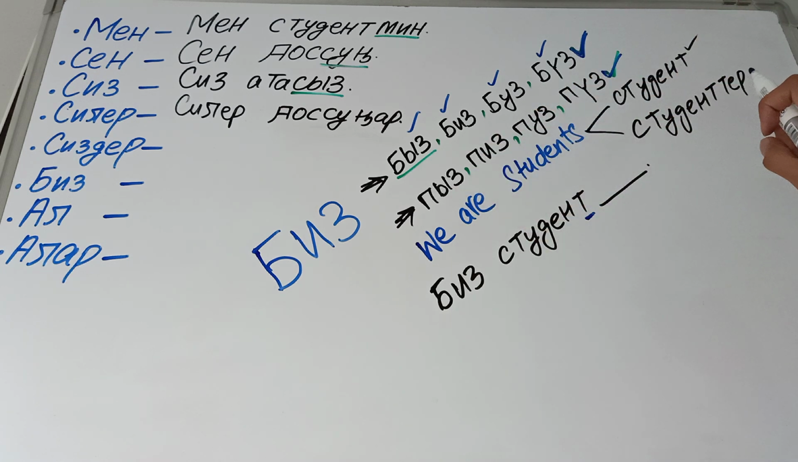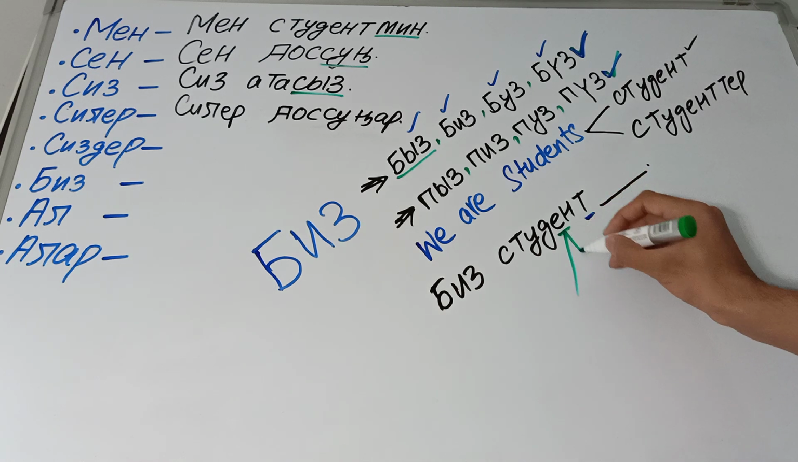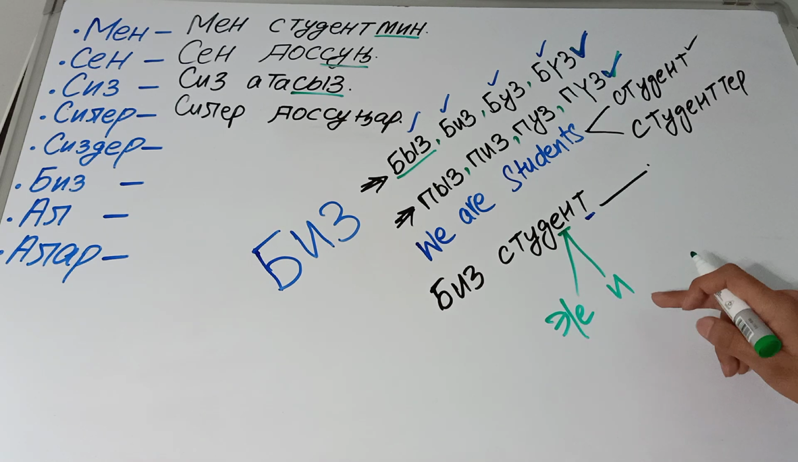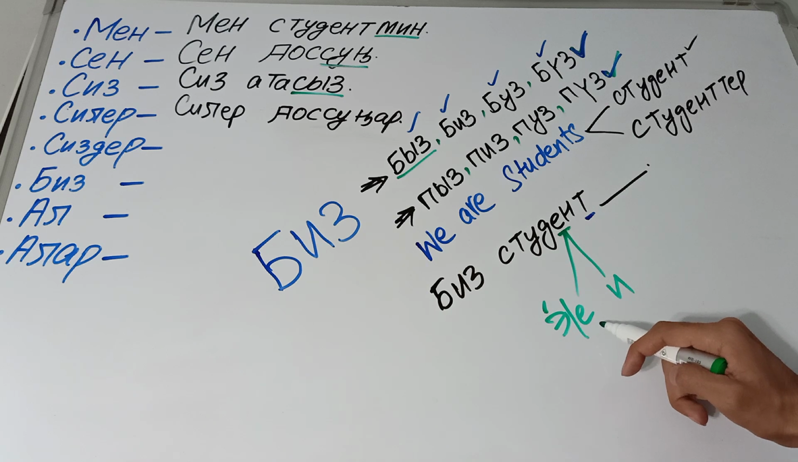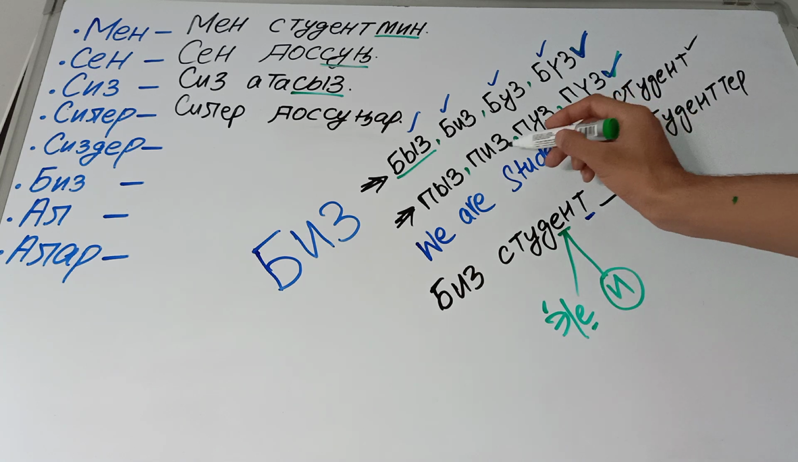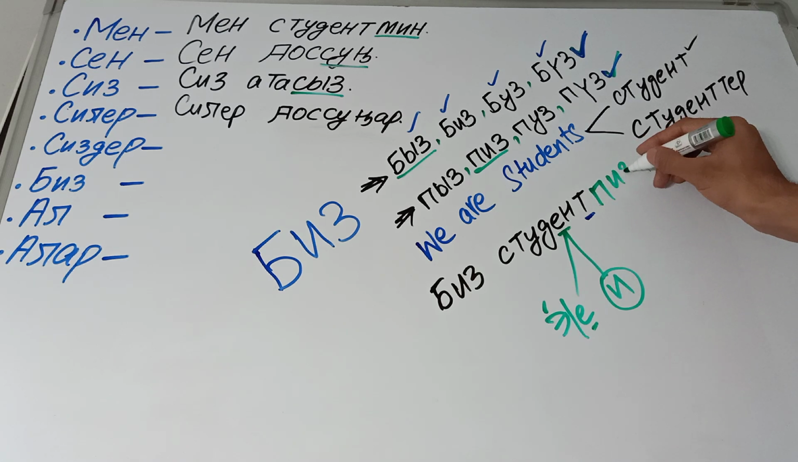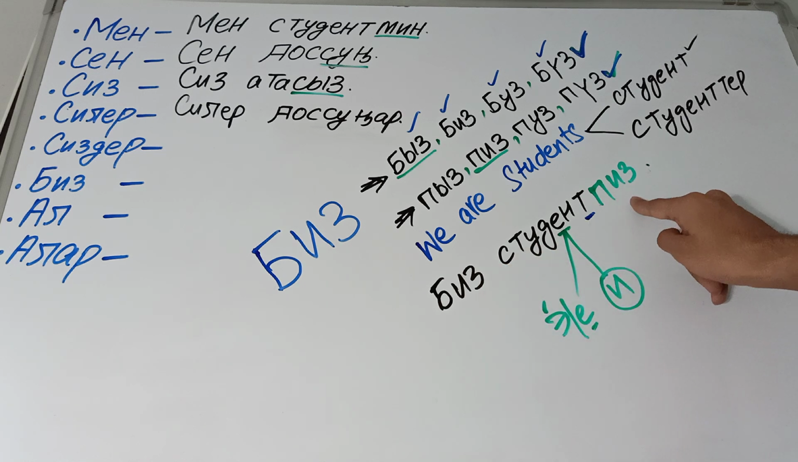Which personal ending we can use here, we will get help from vowel harmony. Here the extreme right first vowel is a, and the vowel harmony of a is a and e, right? So we will choose any of the personal endings having a. We don't have that, but we have e in this personal ending, so we can choose this personal ending here. So we can write this sentence as: biz student pis.